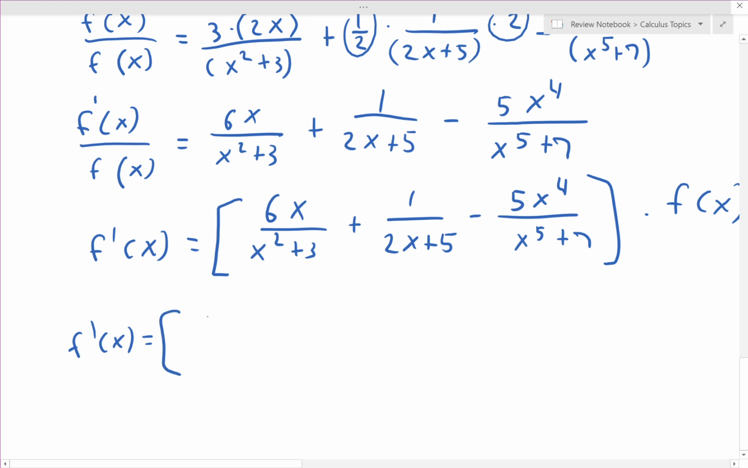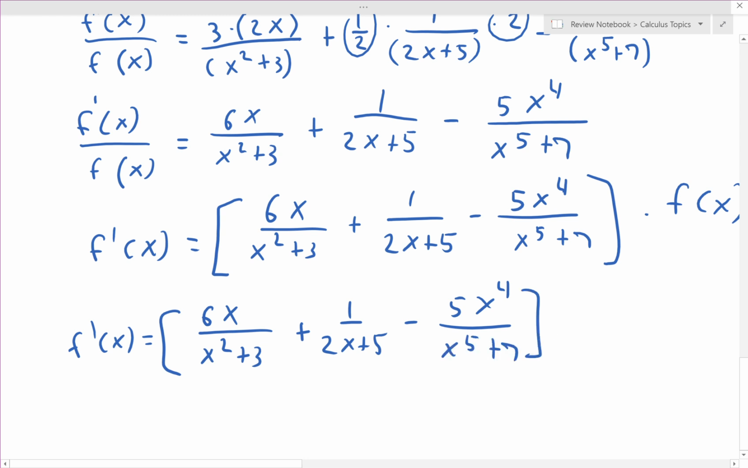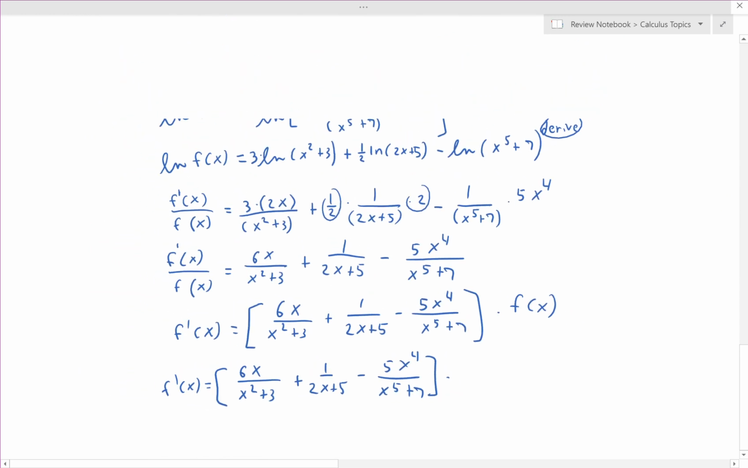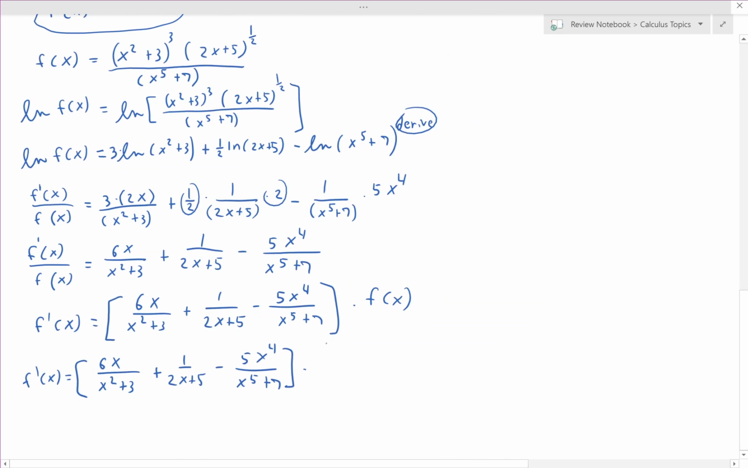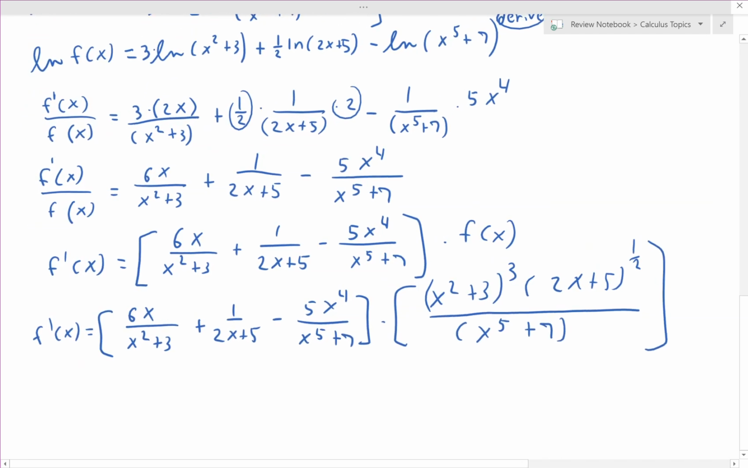Well, just to have it out, 6x over x squared plus 3 plus 1 over 2x plus 5 minus 5x to the 4th over x to the 5th plus 7, multiplied by that function, zoom out, x squared plus 3 to the third times 2x plus 5 to the 1/2 over x to the 5th plus 7. And there you have it, some crazy function that you could FOIL out if you wanted, but it's perfectly fine how it is.